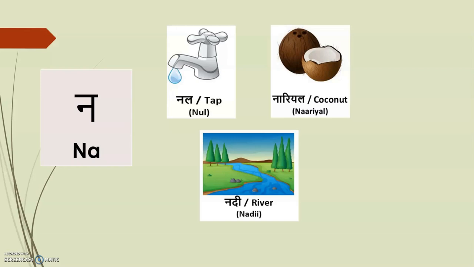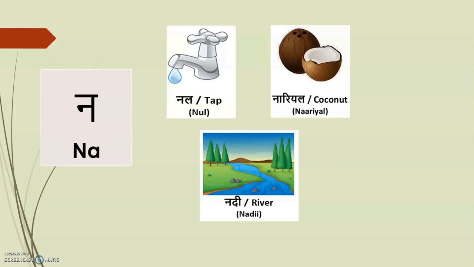So in the first picture, we can see a tap, which is called nal. In the second picture, we can see a coconut, which is called nariyal. And in the third picture, we can see a river, which is called nadi in Hindi. All these three objects begin with the letter na.